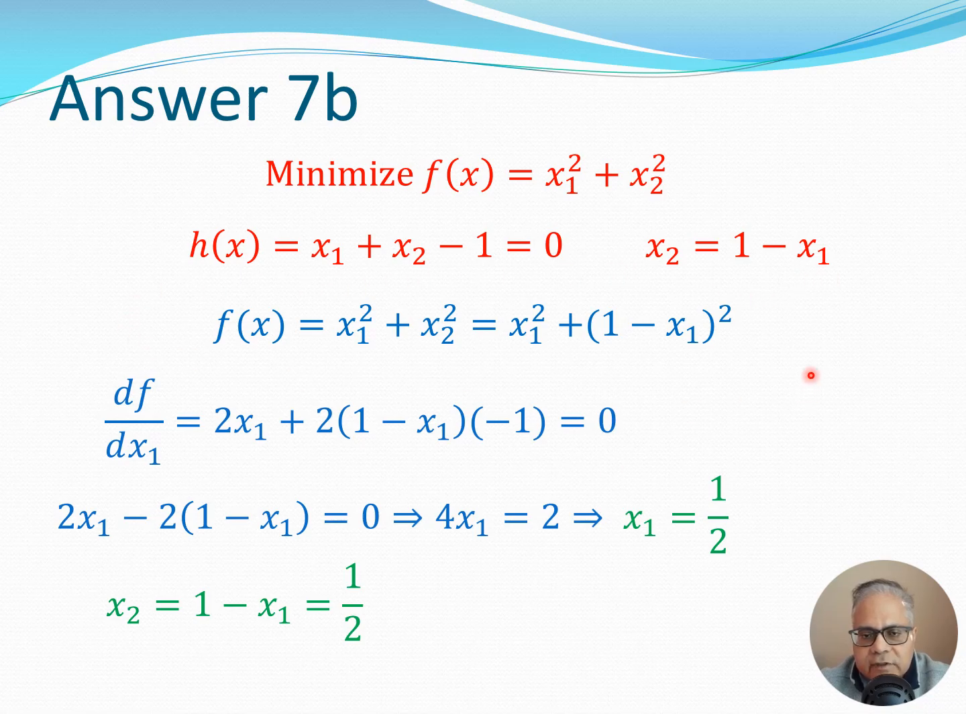Now I have a function which is simply in one variable x1, and therefore I can immediately set the derivative to 0 with respect to x1. So I get 2x1 plus 2 into (1 minus x1) into minus 1 equal to 0. Now I can immediately solve this. I get 2x1 minus 2 into (1 minus x1) equal to 0, or 4x1 equal to 2, and that gives me x1 is half and x2 is half, which is the same solution which I obtained previously using the Lagrange function method.